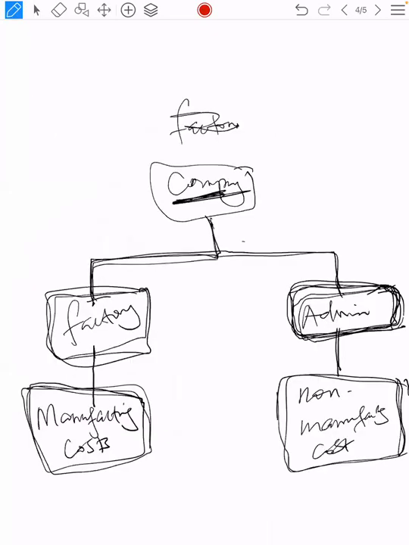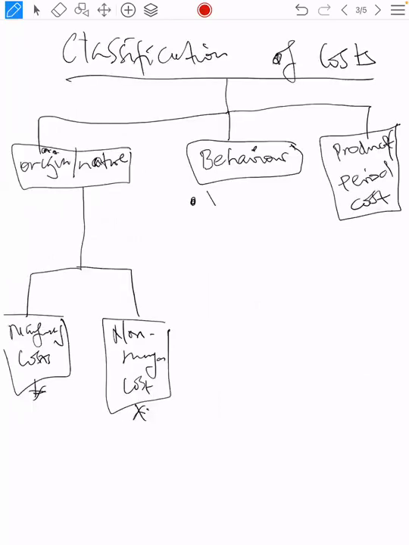All right. So now here, when we talk about classification of cost in terms of their behavior, you can say that cost can be classified as either variable costs or fixed costs, based on their behavior towards changes in output.